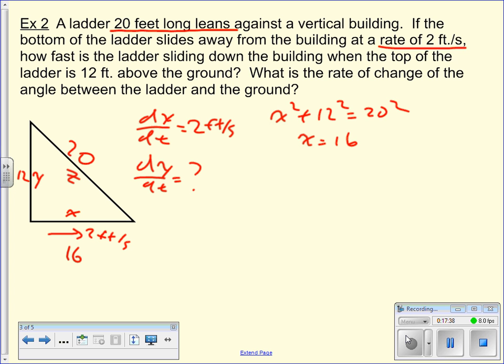Yeah. It's 12 feet. The top of the ladder is 12 feet above the ground.